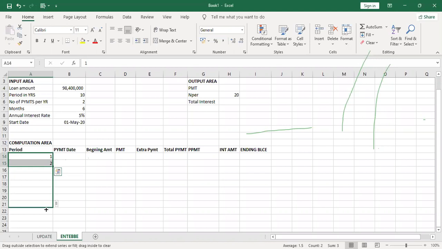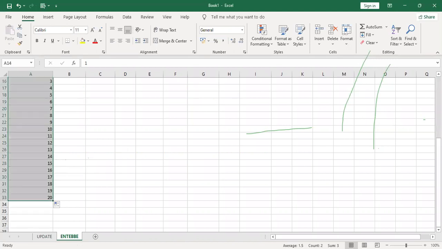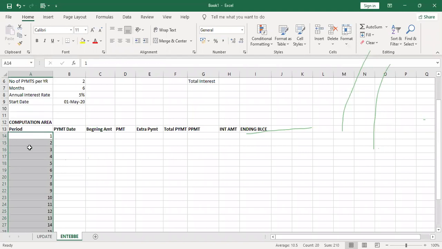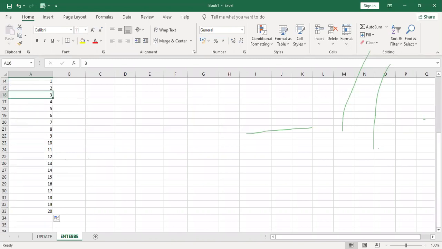Remember, our NIPA is 20. However, if you cannot do that, type 1, 2, 3, up to 20. So that is our period. Our period is from 1 up to 20.